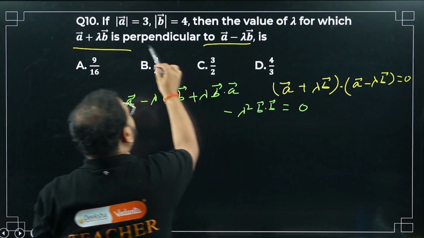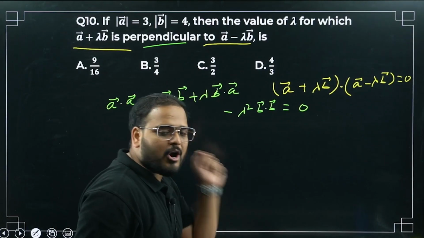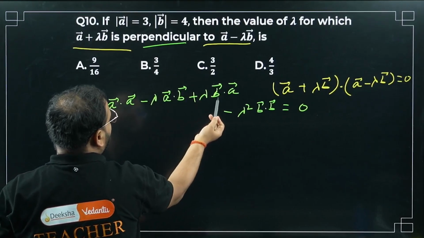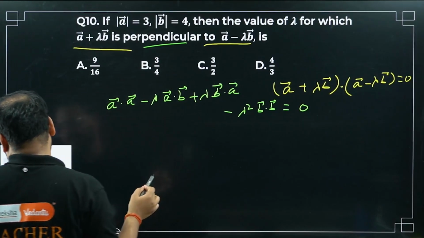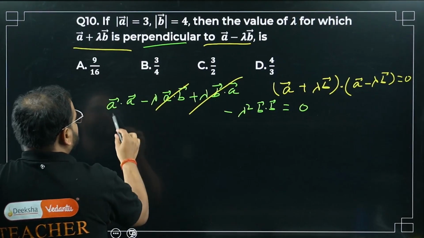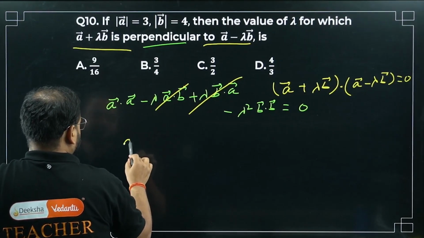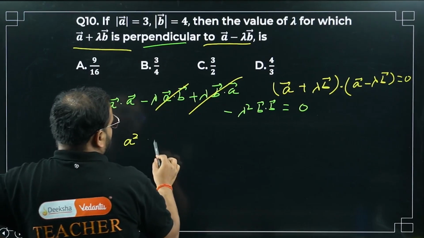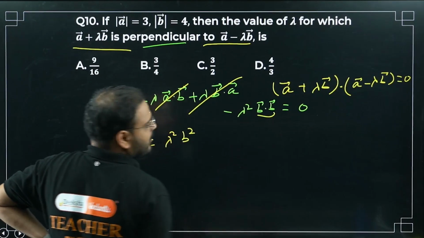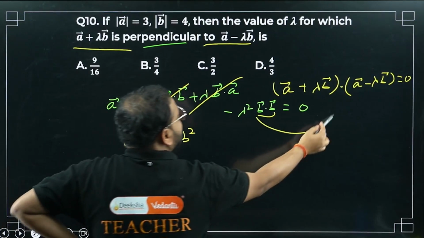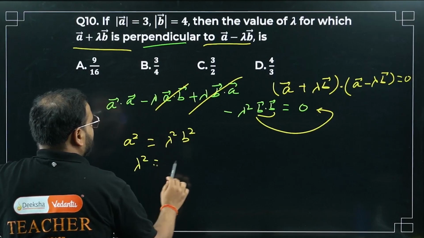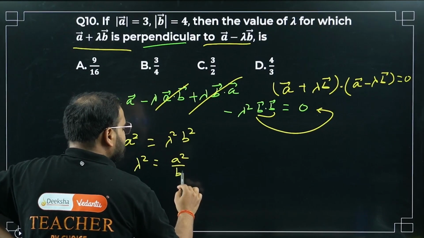How come, sir? They have given perpendicular. Perpendicular means dot product is 0. Great. Please check here, lambda times A dot B and lambda times B dot A. They're equal, right? A dot B and B dot A are equal, so this will cancel. Okay, now check over here, it will become what? A square equals lambda square B square. This is B square, right? Negative, I can bring it on this side, becomes positive. I'm looking for lambda square value. So lambda square is going to be what? A square upon B square.